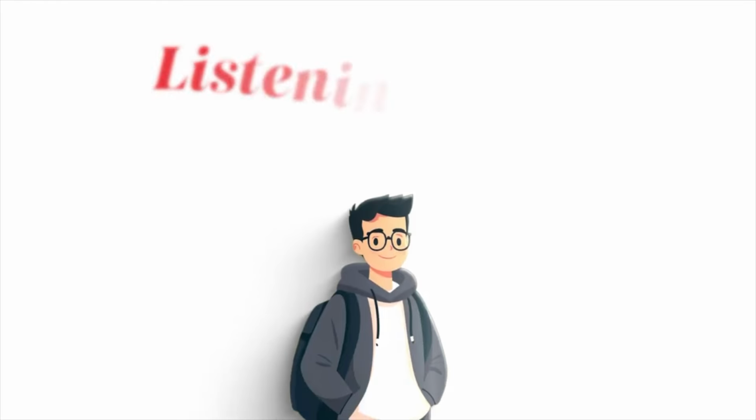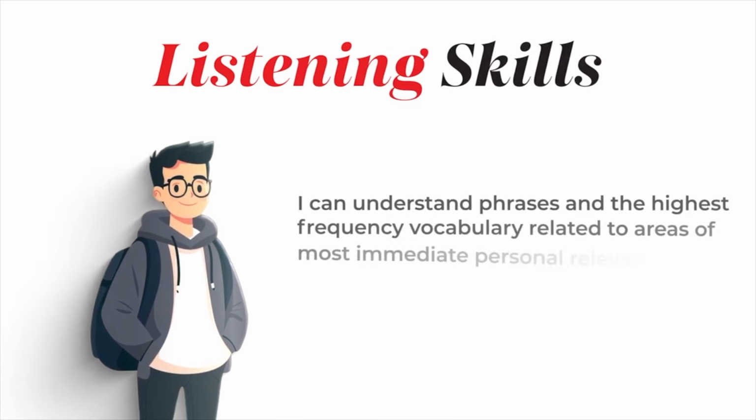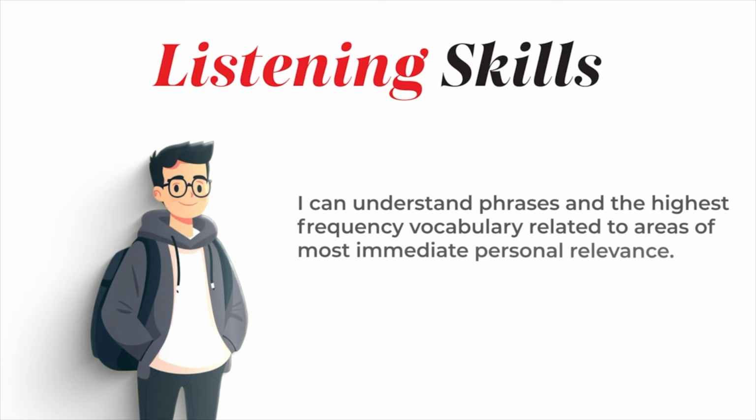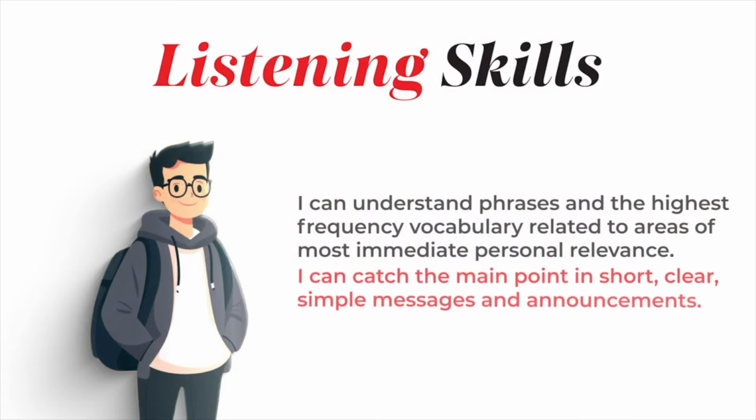It's still simple, but you'll start to notice a shift in your ability to understand and express more than just the basics. For this part of the video, I'll read the official description from CEFR and then add more information if I think it will help you understand better. Listening. I can understand phrases and the highest frequency vocabulary related to areas of most immediate personal reference. Example, very basic personal and family information, shopping, local area, employment. I can catch the main point in short, clear, simple messages and announcements.